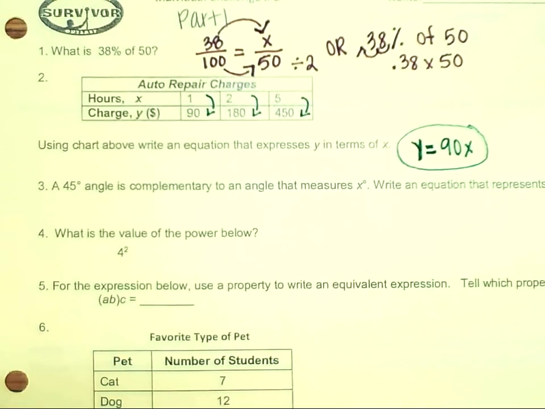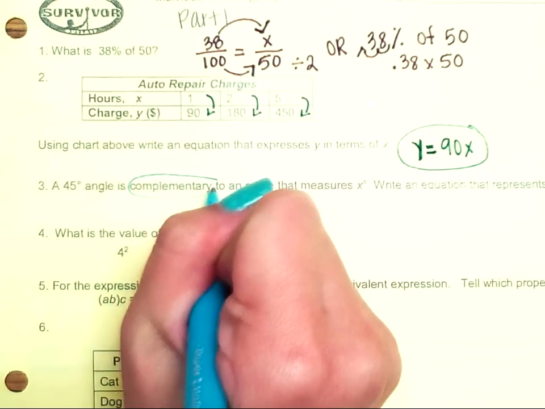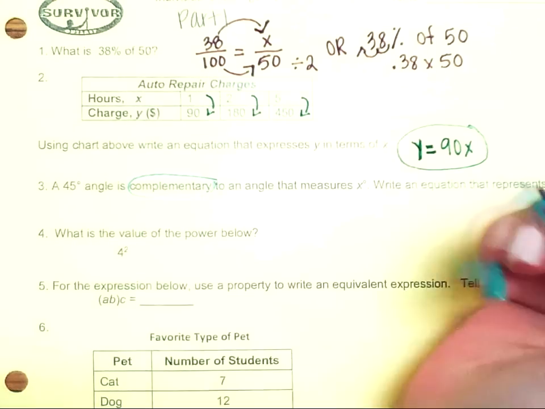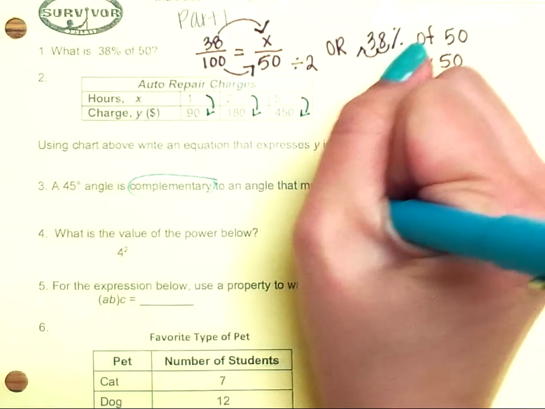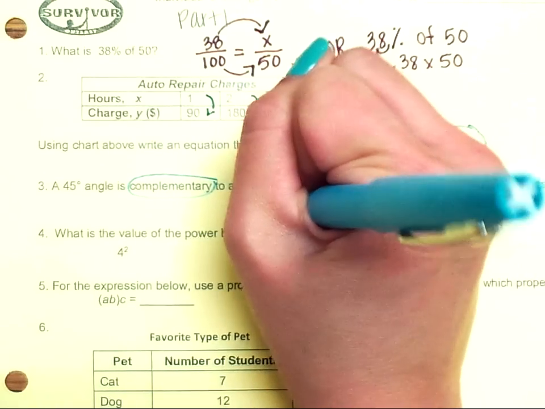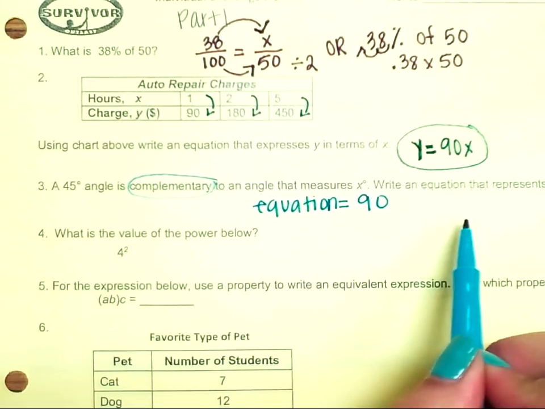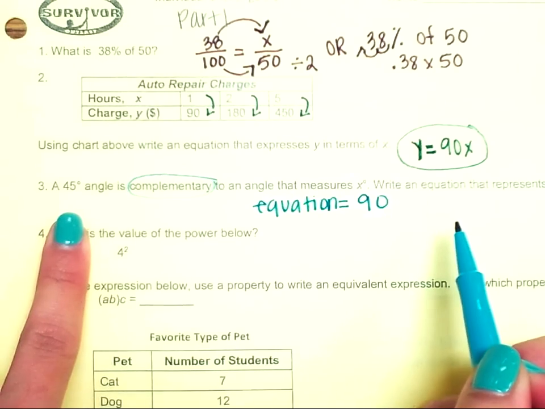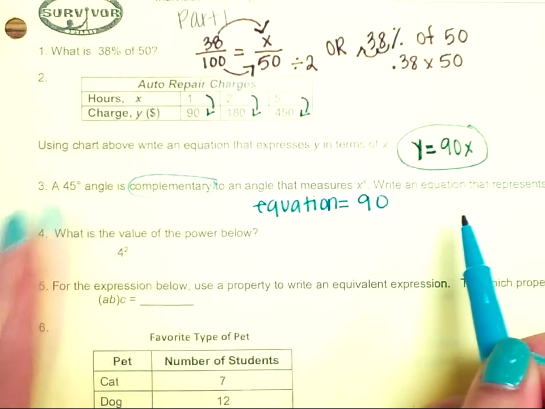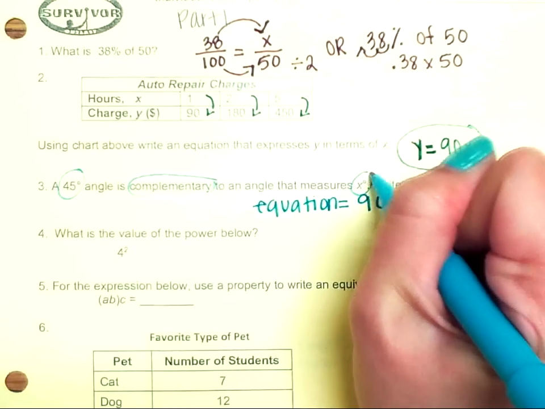Number 3, a 45-degree angle is complementary to an angle that measures x. Write an equation that represents this situation. Complementary means two angles added together to get you 90. So it's going to equal 90. You're going to write an equation. What plus what equals 90? In this case, they give you a 45. These are your two angles, 45 and x.